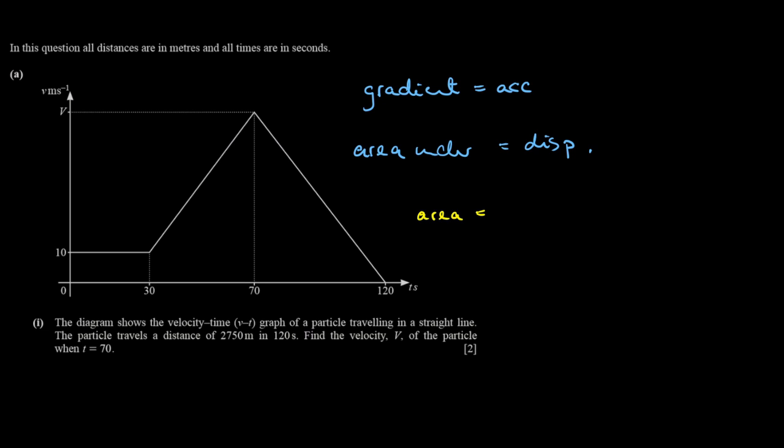The area is going to be the area of this rectangle, which is 10 times 30, which is 300, plus the area of this thing. Now that thing there is a trapezium, isn't it? The area of a trapezium is going to be a half of this plus this. So we've got a half of 10 plus v, times the base, which is 40.